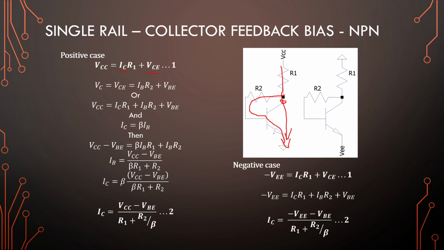Okay, R2 is also a feedback resistor. And we know that feedback is there to cancel out nonlinearities and distortions and dependencies like this. For the negative case, the only change that we have is VCC changes to a minus VEE. Exactly the same derivation that we had.